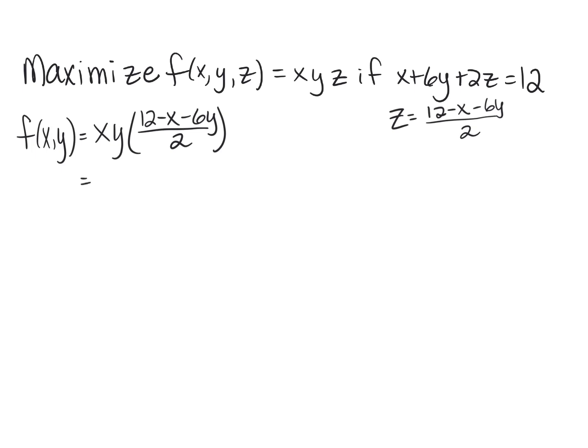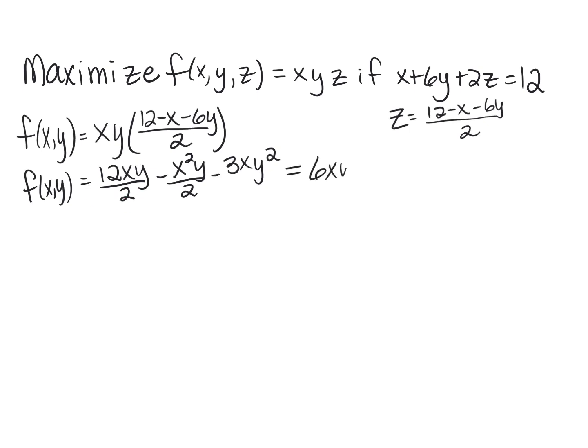So distributing the top and distributing the 2 on the bottom eventually. Then we will simplify the fractions when we can and start taking our derivatives. But sticking this constraint into our regular function means that we will always be on this plane. Okay, let's rewrite this guy. That's 6xy minus x squared y over 2 minus, I already simplified, the 3x y squared.